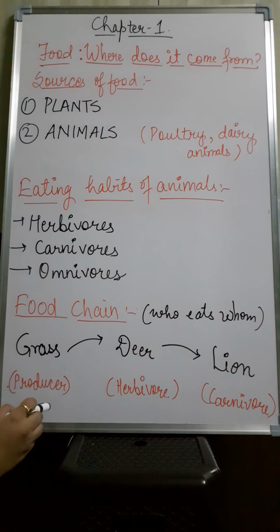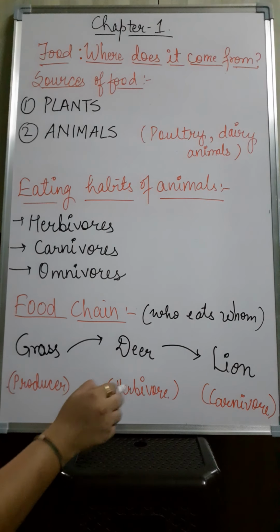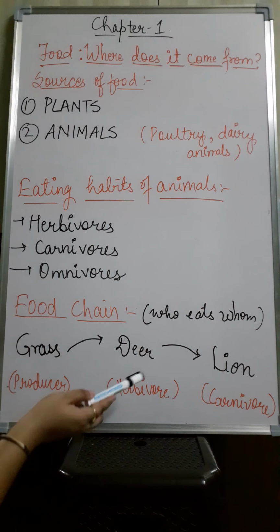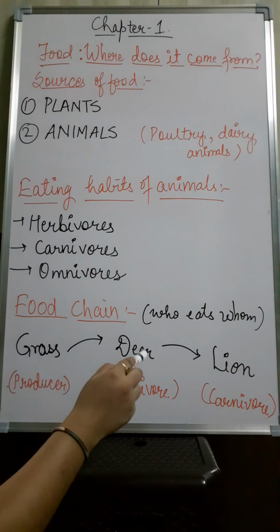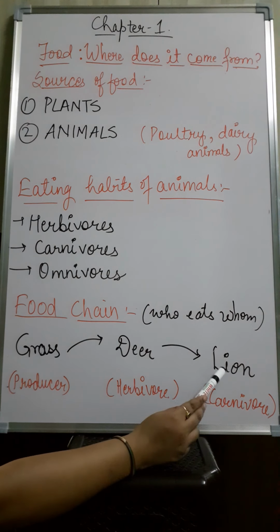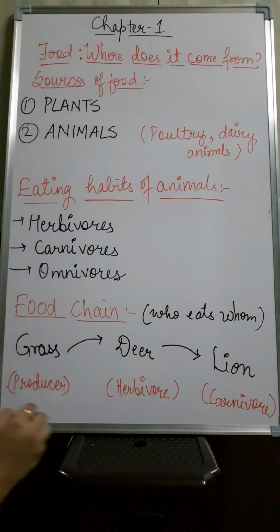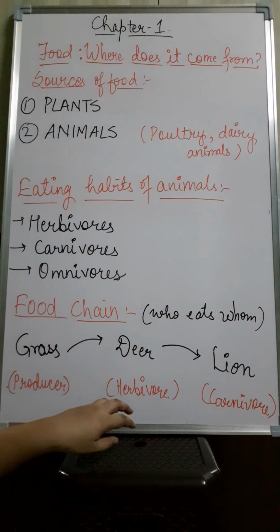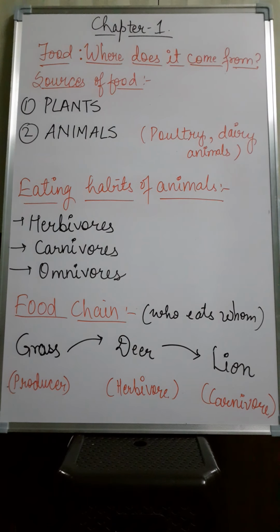This grass is the producer, that is, it produces its own food by the process of photosynthesis. Then this food will be eaten by the deer, and deer is a herbivore, a plant eating animal, so it will eat the grass. And then this deer will be eaten by the lion. This lion is a carnivore, that means it is a flesh eating animal. So this is a chain, a food chain. By this chain you can easily know who eats whom, and here this is the producer and these two are the consumers. Consumers are those organisms who eat another organism.